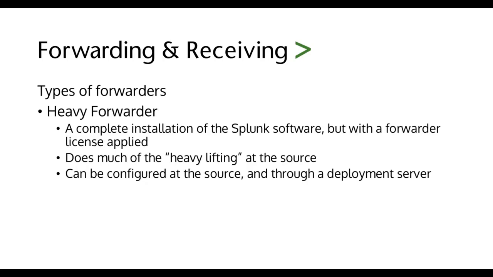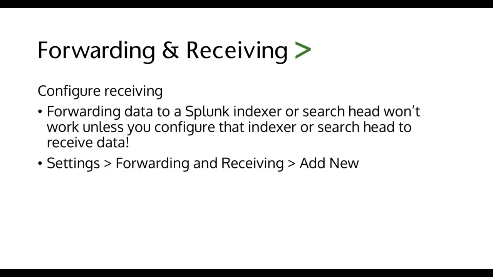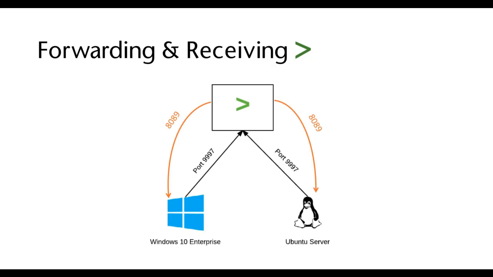Heavy forwarders are simply a complete installation of the Splunk enterprise software, but you apply a forwarder license. Heavy forwarders do much of the heavy lifting at the source, including parsing data. And heavy forwarders can be configured at the source, but are often configured through a deployment server. Forwarders will not work unless you configure receiving. I can't tell you how many times I've forgotten about configuring receiving when setting up Splunk instances. Simply go to Settings, Forwarding and Receiving, and then Add New, and we'll show you how to do this in the demo.